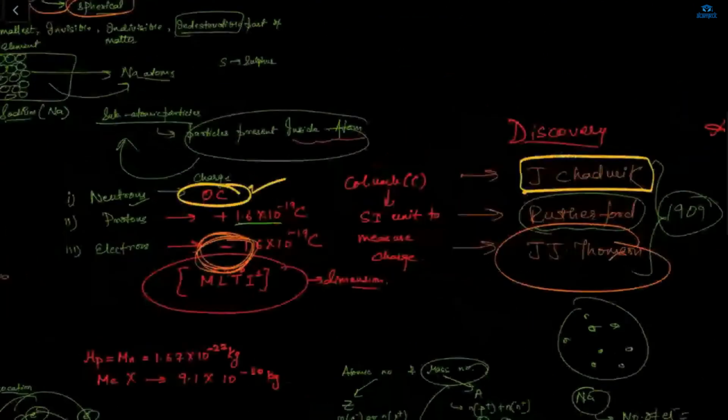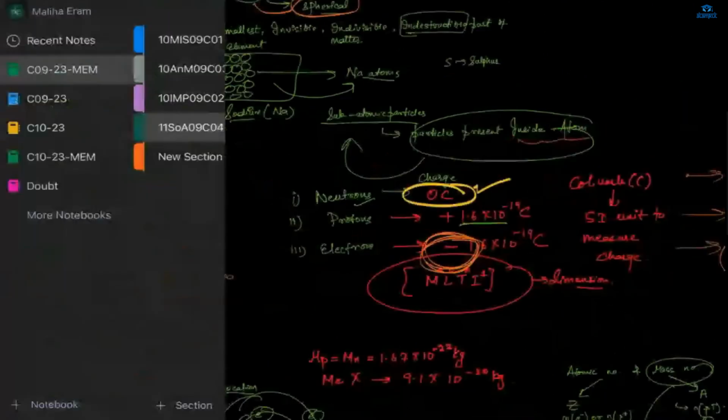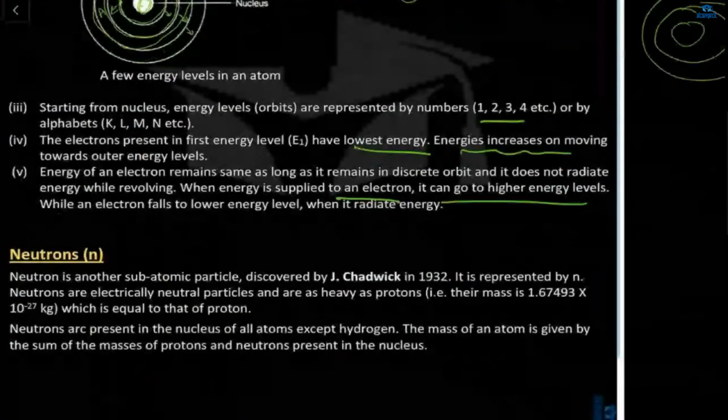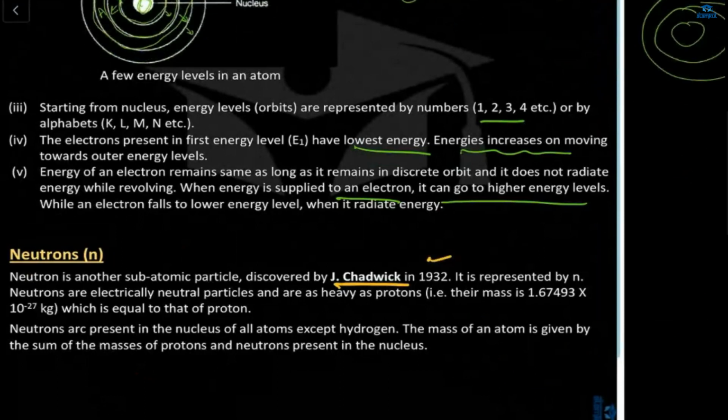Okay, neutron: charge zero, discovery by J. Chadwick. Now here, the neutron is another subatomic particle discovered by Chadwick in 1932. It is represented by N. We will represent neutrons by N.